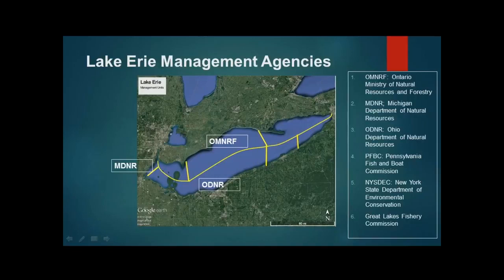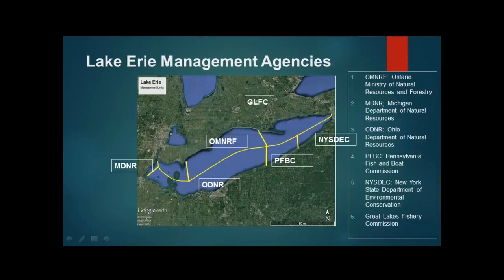The Ohio Department of Natural Resources, the Pennsylvania Fish and Boat Commission, the New York State Department of Environmental Conservation, and all of them together have representatives that create the Great Lakes Fishery Commission. Every single year, the members come together as part of the Great Lakes Fishery Commission, and they create total allowable catches for species like yellow perch and walleye that are the most harvested species. Again, just to make sure that the populations are staying in healthy numbers.